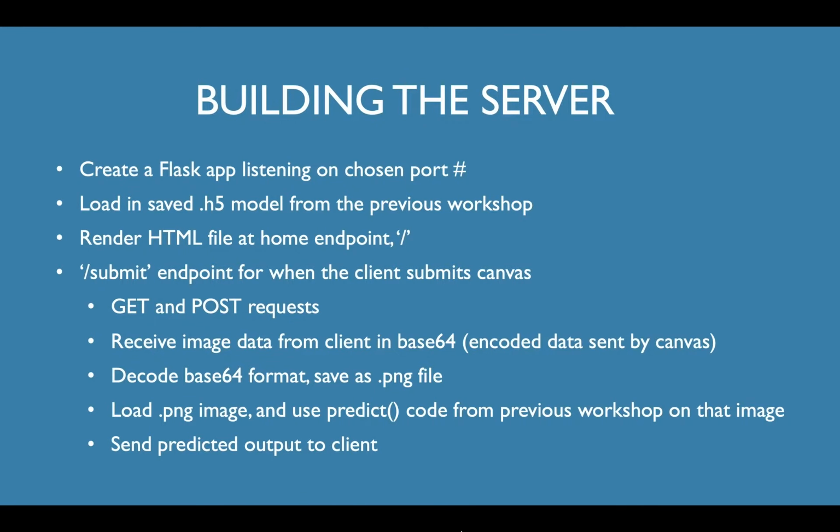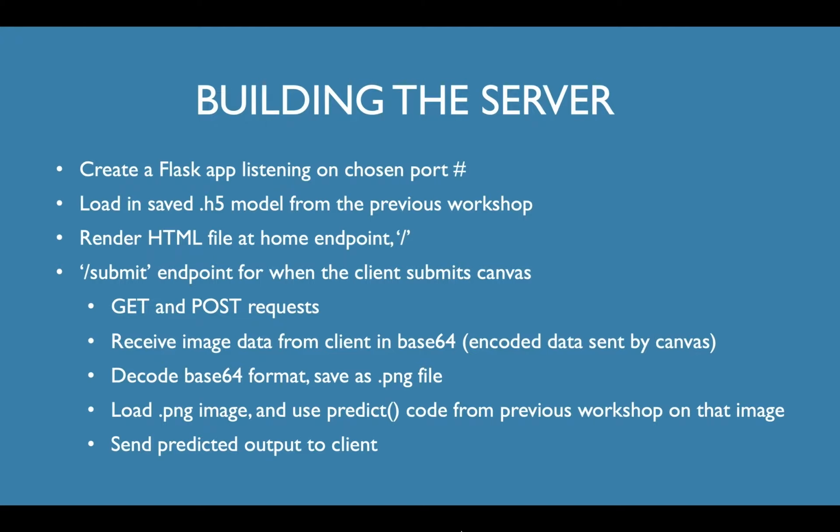All right, so here's what we're going to do when we build the server. First, we're going to create a Flask app listening on any chosen port number. We're going to load in the saved .h5 model from the previous workshop that I discussed. We're going to render an HTML file at the home endpoint, which is just going to be a slash. And we're going to create a /submit endpoint for when the client submits the canvas. For this endpoint, we're going to be using GET and POST requests.